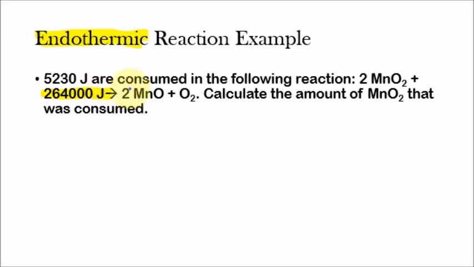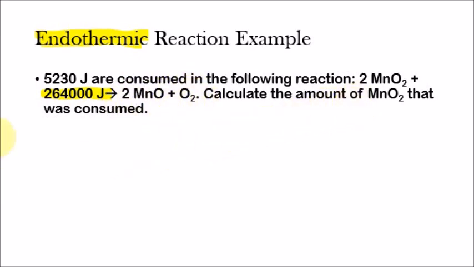So let's look at the question now. 5,230 joules are consumed in the following reaction. Okay, 2 MnO2 plus 264,000 joules yields 2 MnO plus O2. Calculate the amount of MnO2 that was consumed. Okay, so let's first make sure the reaction is balanced. So 2 manganese atoms, 4 oxygen atoms, great, because we have 2 manganese atoms here, and 1 times 2 is 2, plus 2, 4 oxygen atoms here. So the reaction is balanced.